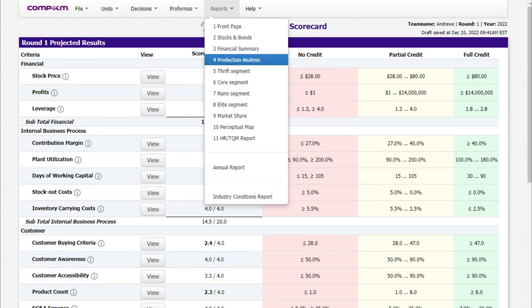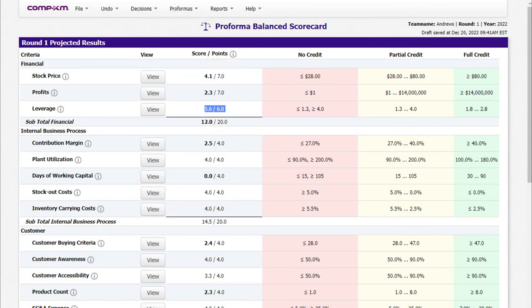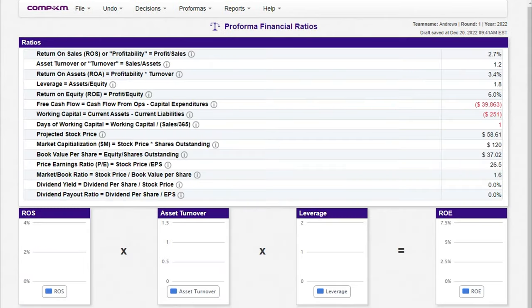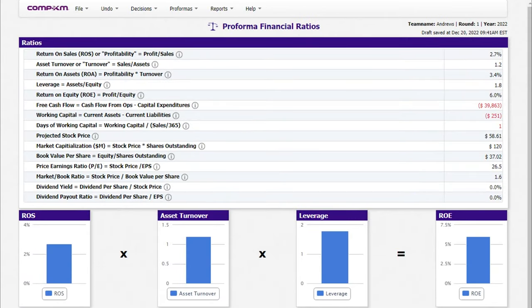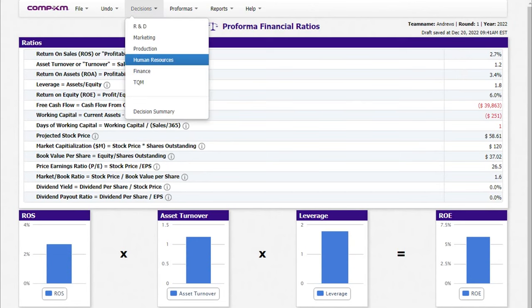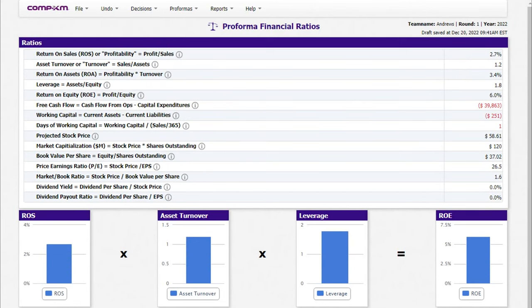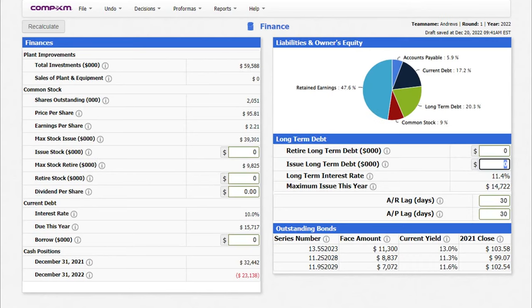So let's now go to ratio. And we can see our days of working capital is 1, and we need at least 30. Back to finance. Let's take a loan, long-term loan, of the maximum amount offered, which is 14,722. And also we need to borrow. We can try with 20,000. We are not offering stock because we do not want to dilute our equity.